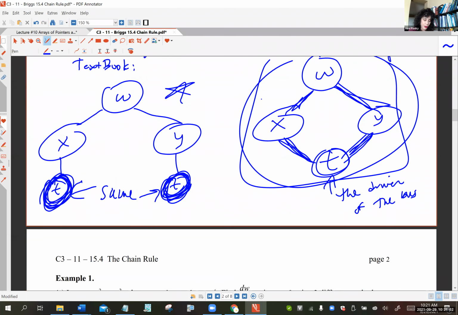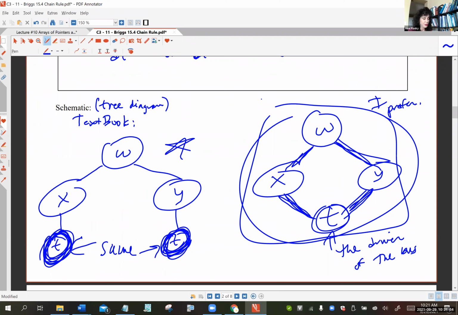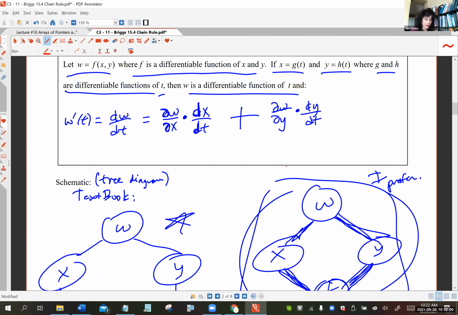Okay, so, well, hang on. Let me finish my tree. I'm sorry. I want to finish my tree. So what do I need? So how does this tree, or either of these trees, relate to this formula?